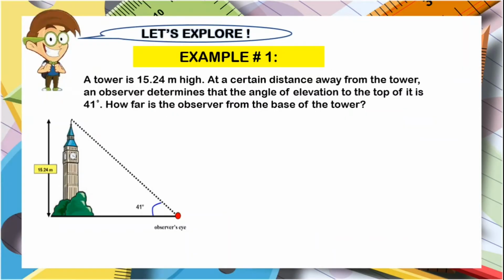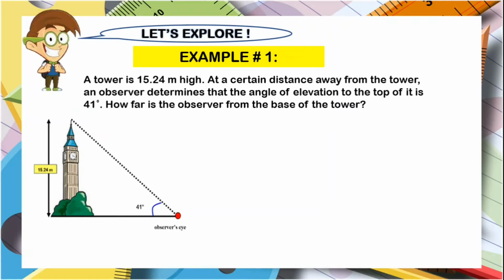Now let us have an example. A tower is 15.24 meters high. At a certain distance away from the tower, an observer determines that the angle of elevation to the top of the tower is 41 degrees. How far is the observer from the base of the tower?